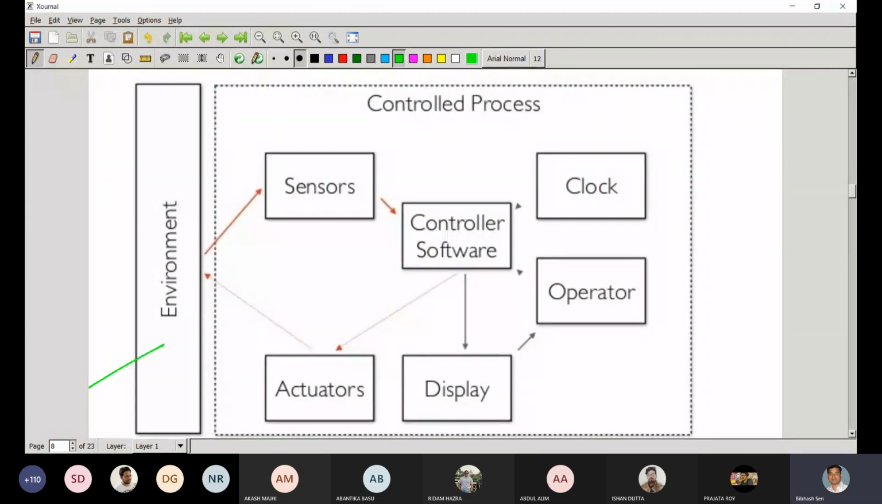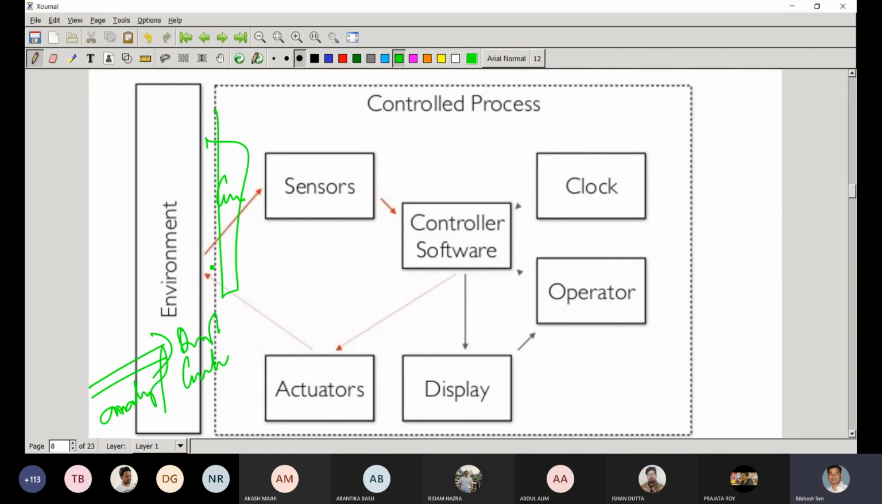If you have some environmental interaction and most of the environment signal is analog and you have to convert it to digital, then there must be a converter. Our system will understand the digital part, not the analog part. So that converter is essential here. So this is one of the processes you will find.